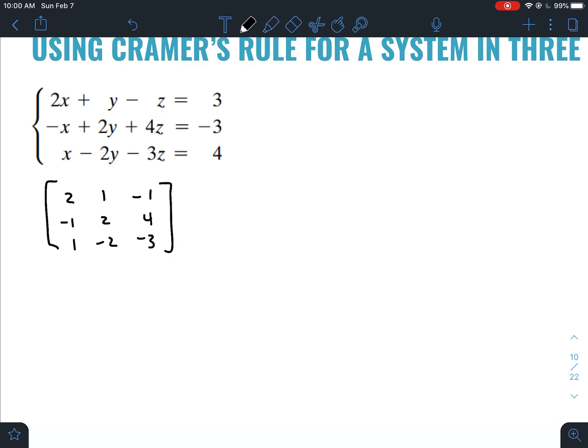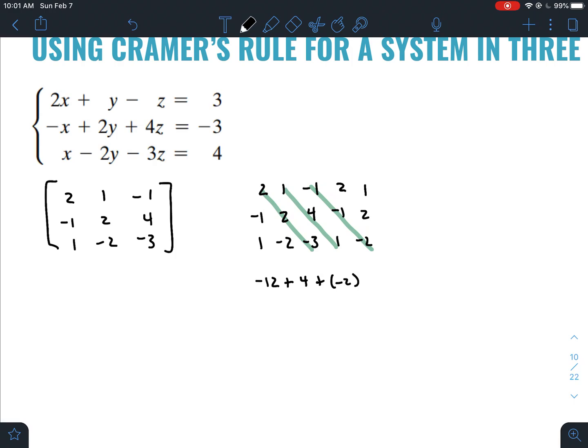If I wanted to find the determinant of this, we would rewrite it: 2, 1, negative 1, negative 1, 2, 4, 1, negative 2, negative 3, and then tack on the first column, 2, negative 1, 1, then tack on the second column, 1, 2, negative 2, and then multiply across the diagonals. Going from left to right, we would get 2 times negative 3, so negative 12, and then plus 1 times 1 is 4, then plus negative 1 times negative 1 is 1, times negative 2 is negative 2.